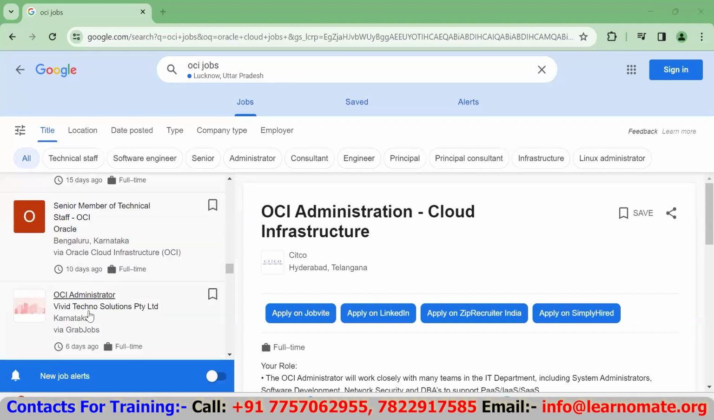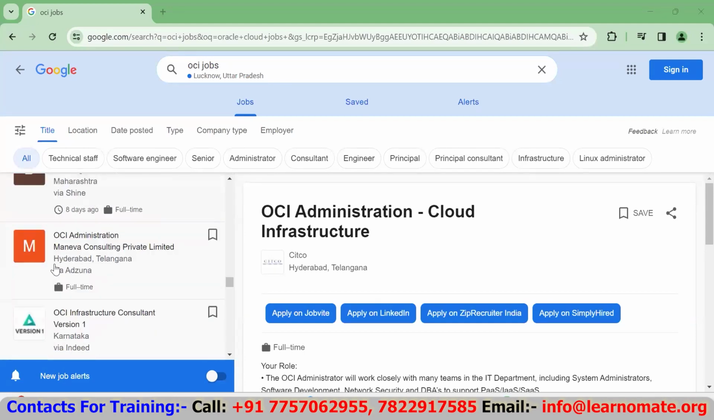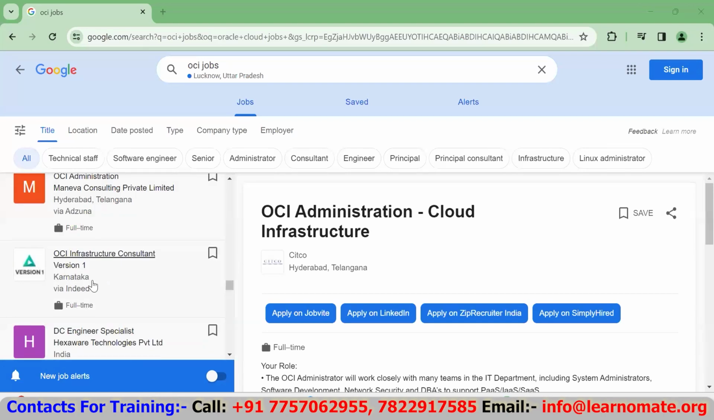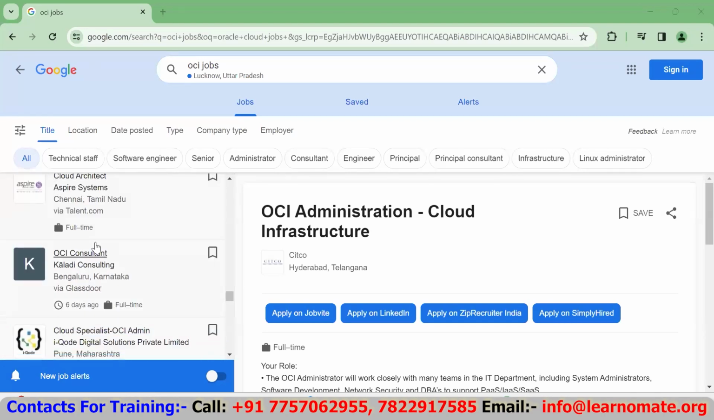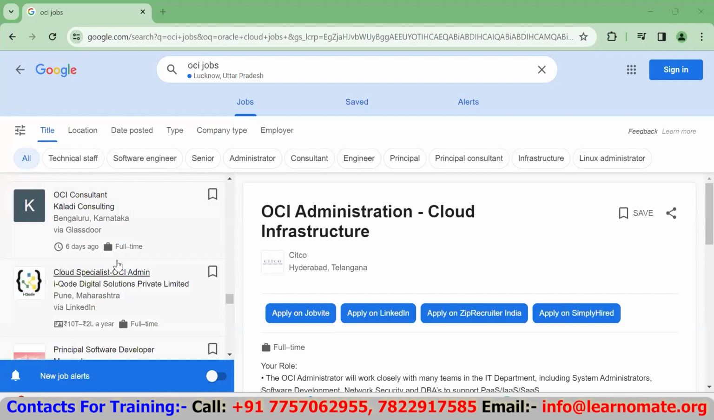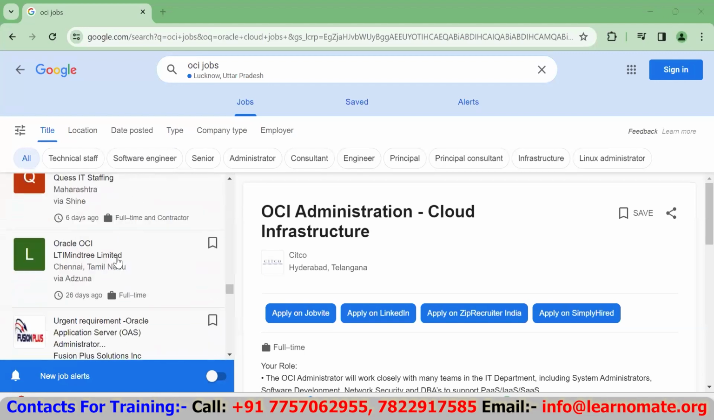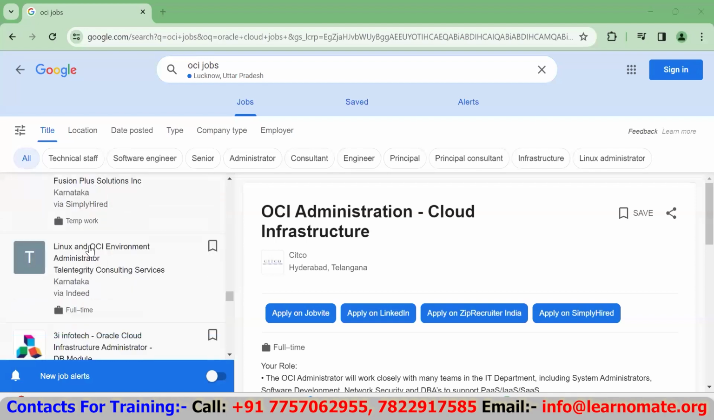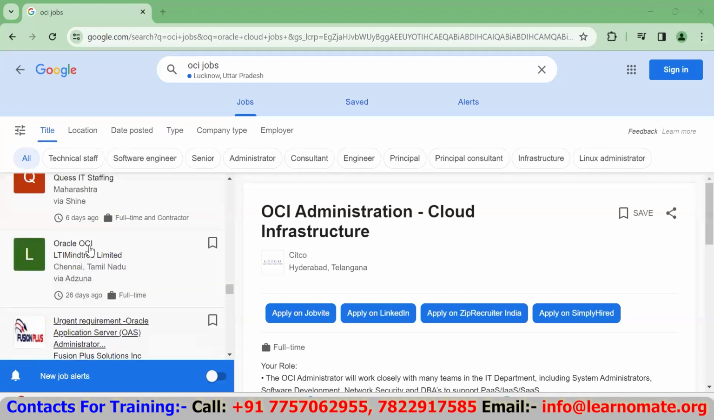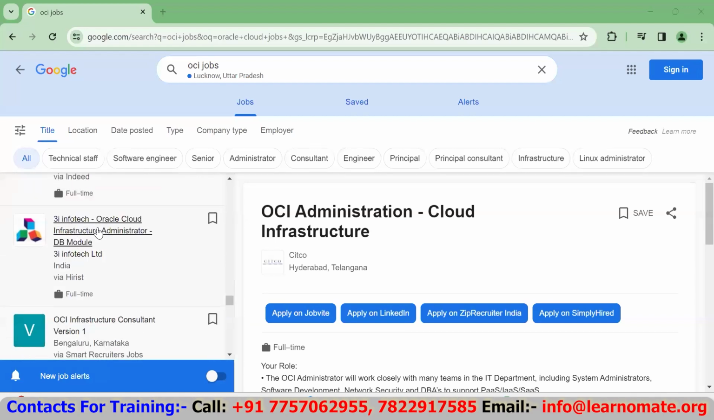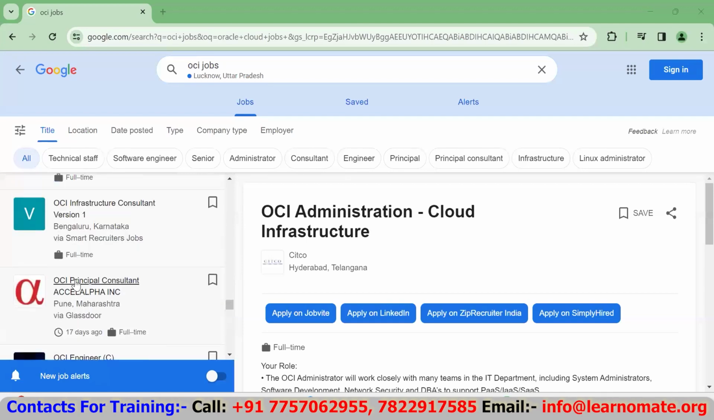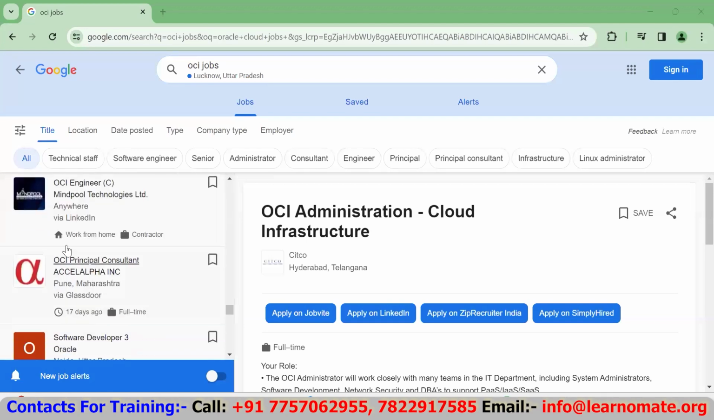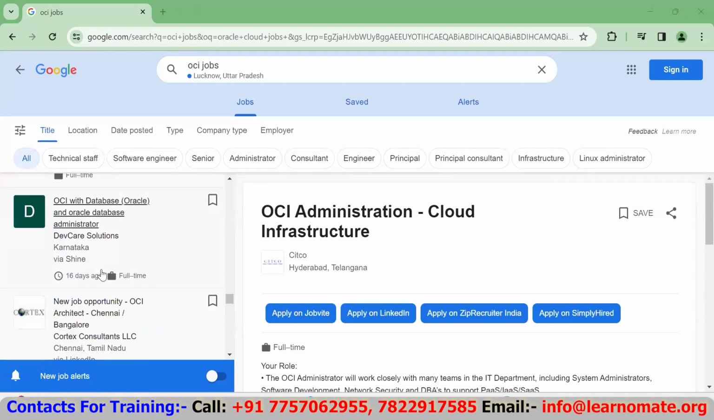These are the companies where you will see ample openings for OCA architects in different organizations. Many big organizations, L&T, Mindtree, are also looking for Oracle OCA. These are not two or three years old. This was posted 28 days ago. Even 3i Infotech has an OCA principal consultant posting from 17 days ago, and an OCA engineer work-from-home role. These are all about one month old jobs only.